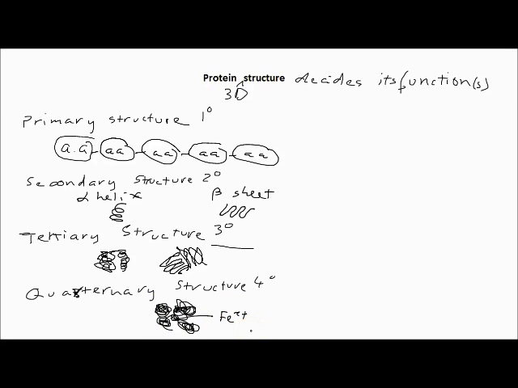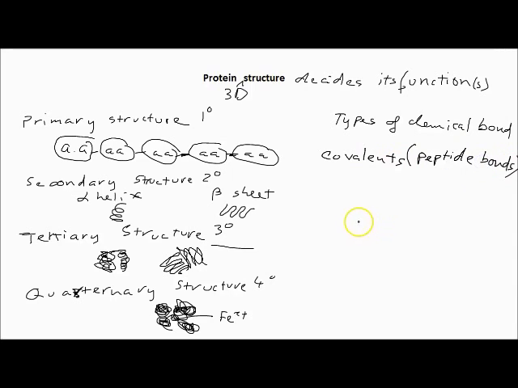Now the thing that we have got to remember is what kind of chemical bond we have that sticks these things together. Well, primary structure, pretty much this is the only bond you have between the amino acids. So this is a covalent bond, and a specific name for this covalent bond is a peptide bond.